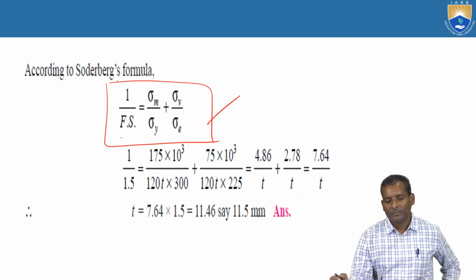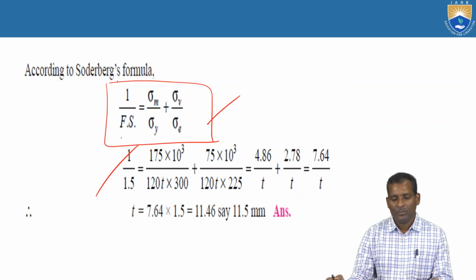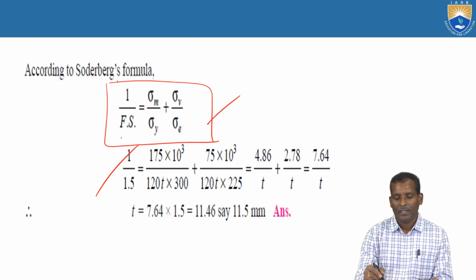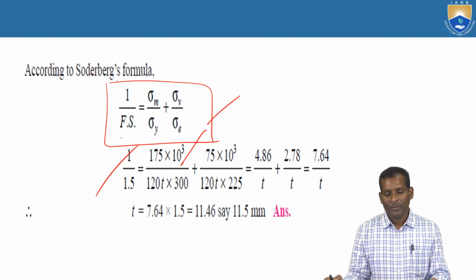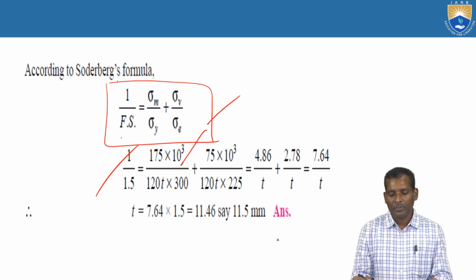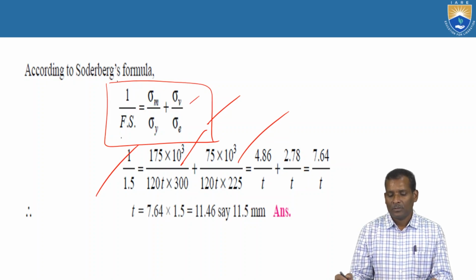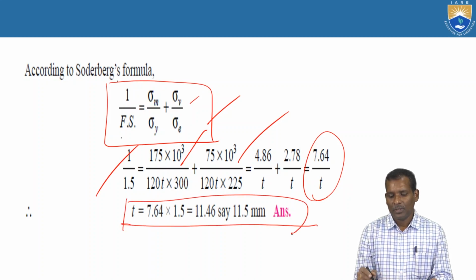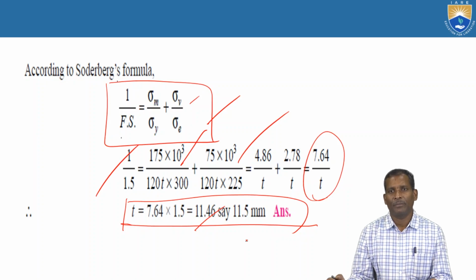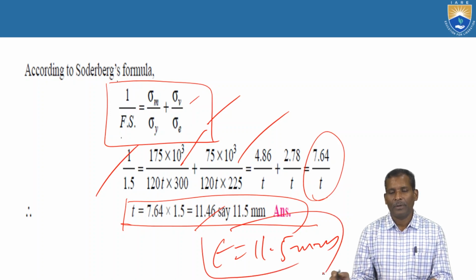So substitute the factor of safety value given, 1.5, and the mean stress already calculated in terms of T: 175 upon 120 T into 300. Similarly, the variable stress sigma v. So finally, you will get T is equal to 11.46. You can say 11.5 mm. The final T is equal to 11.5 mm.